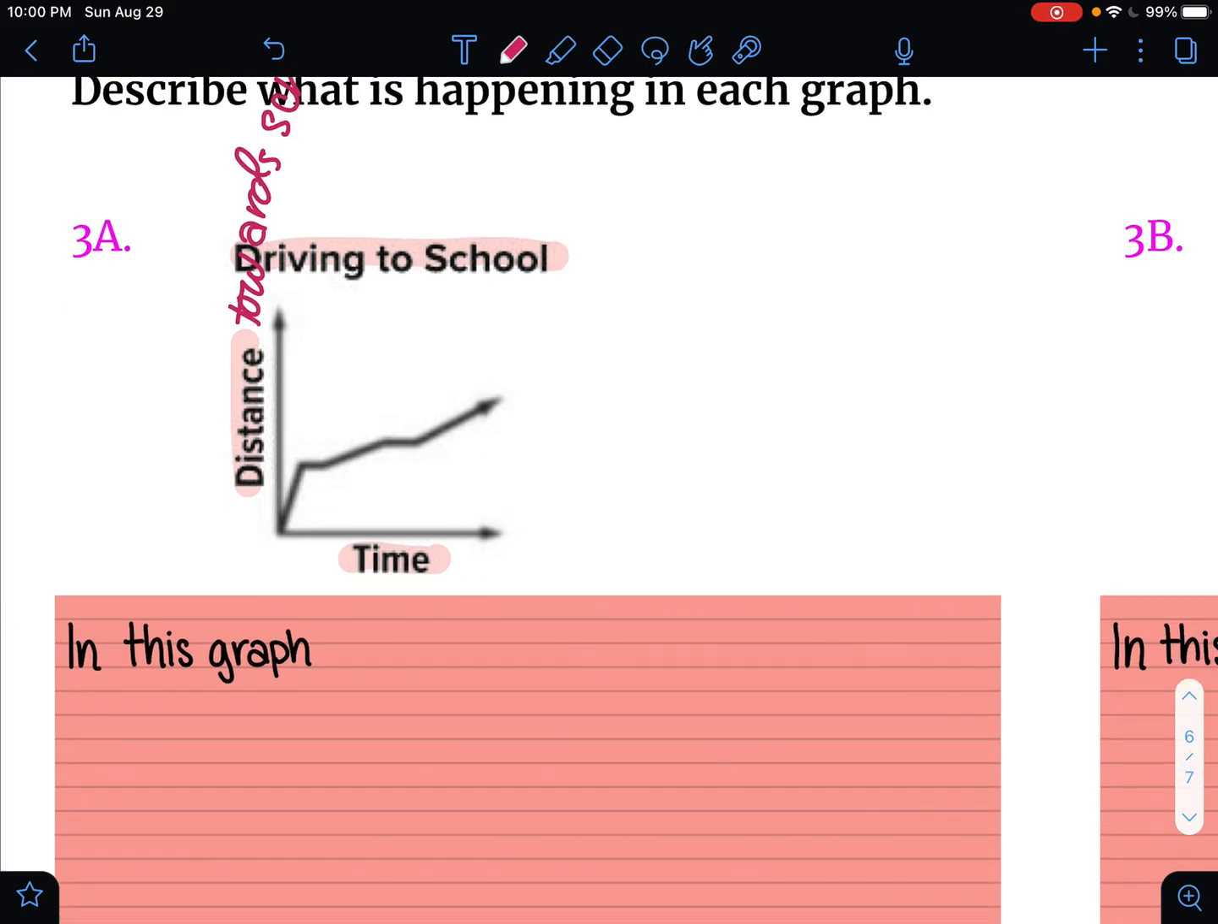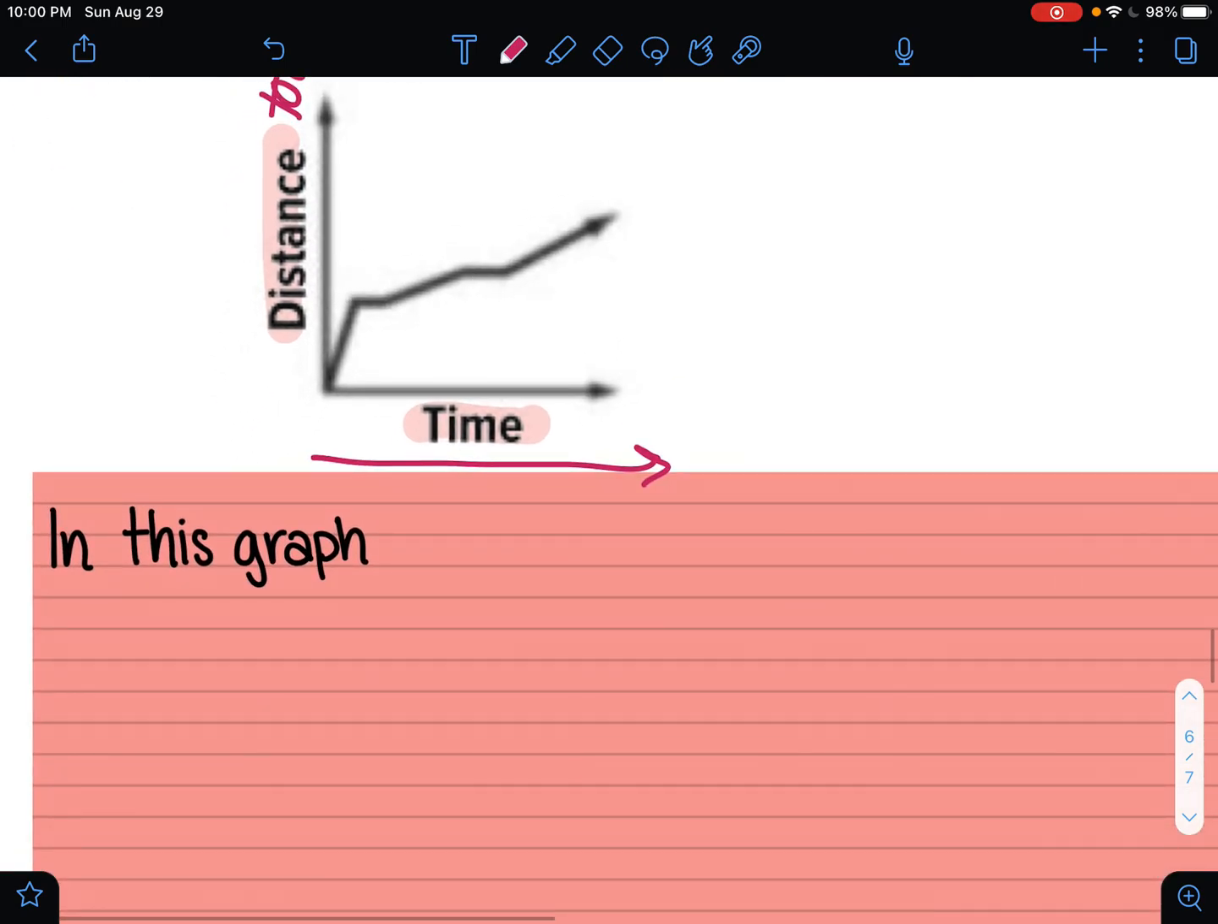And then this is time in a linear fashion, so this could be over the course of an hour, over the course of 20 minutes, we don't know. But because of how steep this part of the graph is, we can tell it's going pretty fast because it's taking a shorter amount of time to go a pretty far distance. And then here it flatlines, so that means we're stopped.